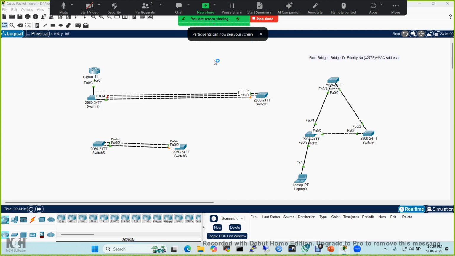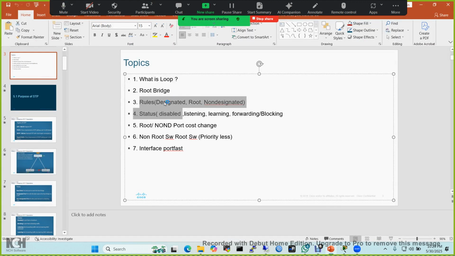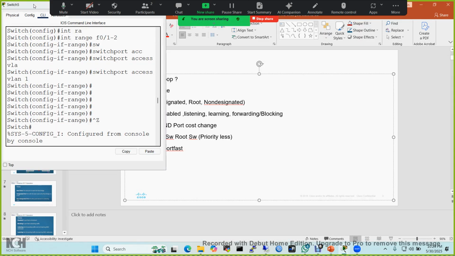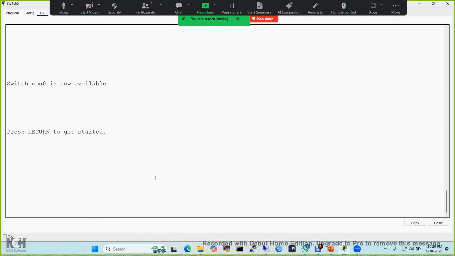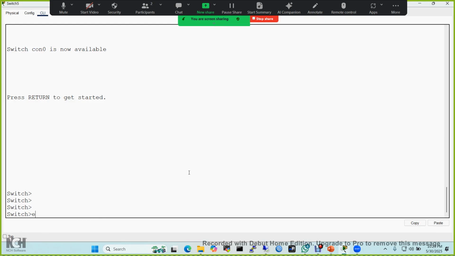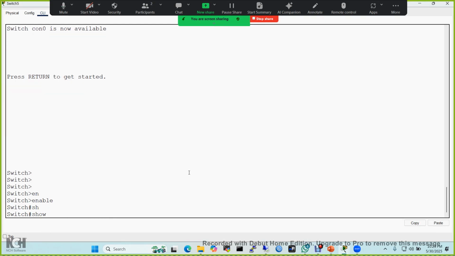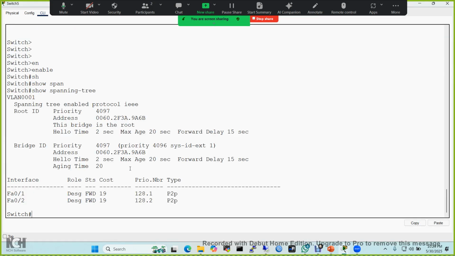Now I will share some different materials. One is the rules of the ports. Here you have seen that there are some rules and some status of the ports. You can check here what the rules are and what the status is. Enable show spanning tree. I don't know from which switch I am checking, I am just showing. There is a rule option, isn't it? And another is the status option.